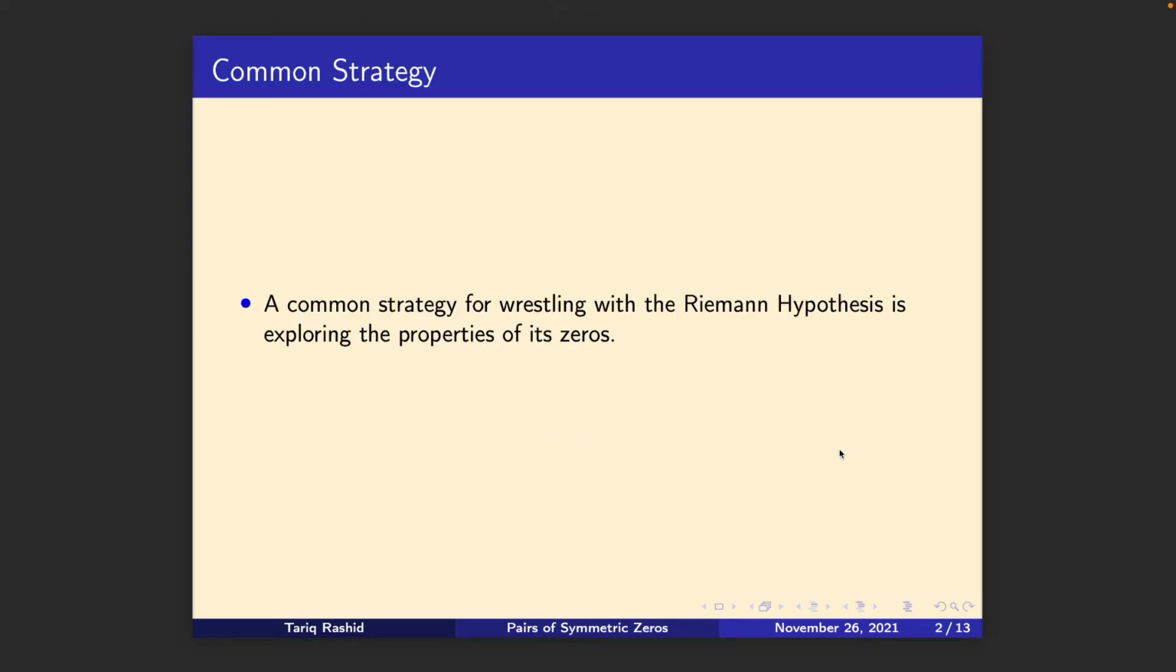So the famous Riemann hypothesis is about the zeros of the Riemann zeta function, and so a common strategy, unsurprisingly, is to explore the properties of the function's zeros. That's kind of a common approach to attack the hypothesis. So we'll dip our toes into doing that ourselves today.